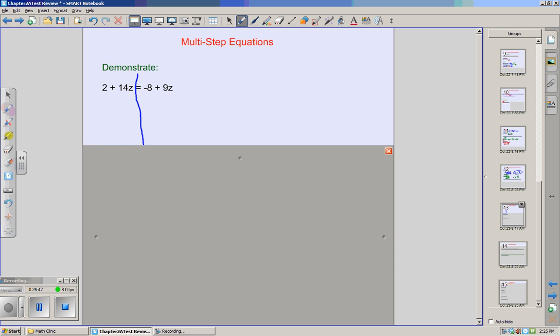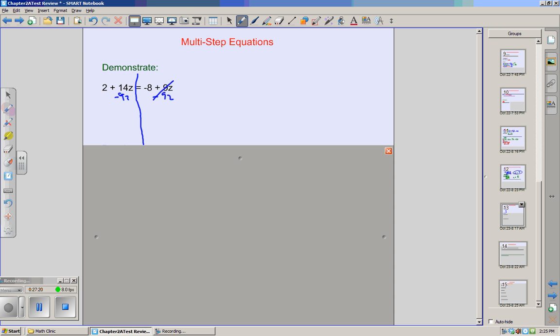I have to figure out a way to get my 9z combined with the 14z. But I have to do the inverse. The inverse of plus 9z is minus 9z. Minus 9z. I often get the question, could I start with the 14z? Yes, I could have done minus 14z as well. But if I would have done minus 14z, I know 9z minus 14z would have given me a negative, and I like to deal with positive numbers. So I decided to work with the 9z.